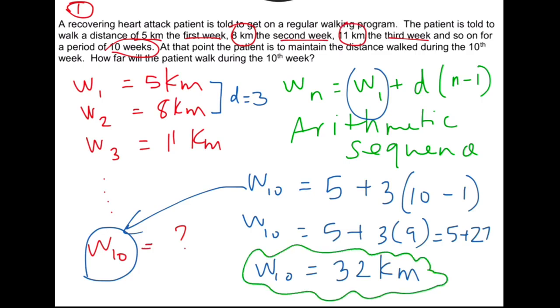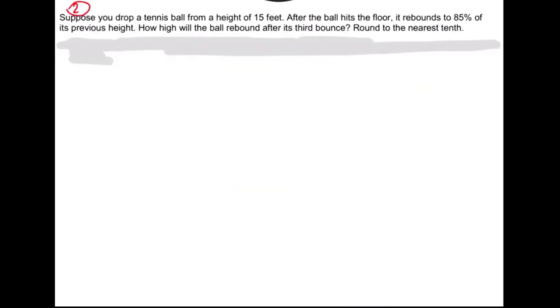Let's try a different question. Suppose you drop a tennis ball from a height of 15 feet. After the ball hits the floor, it rebounds to 85% of the previous height. So let's see what we mean. So you are dropping the ball here from a height of 15 feet. Now the ball will bounce, come back down. However, the second height is not going to be as high as the first one.